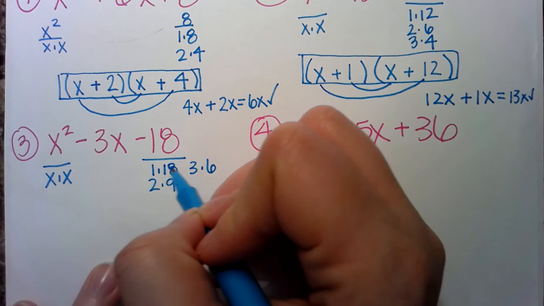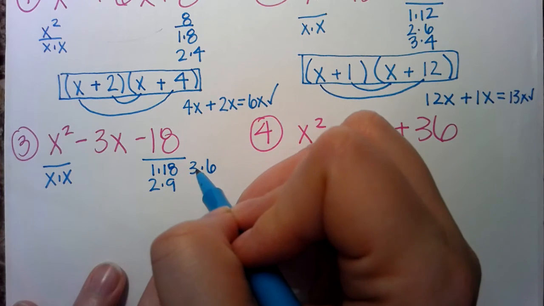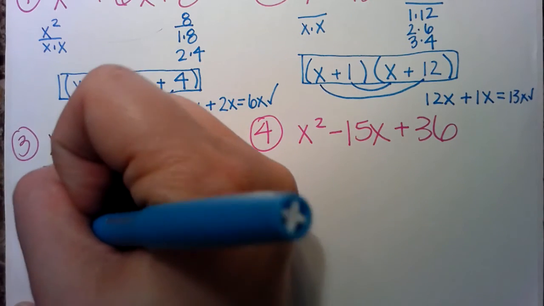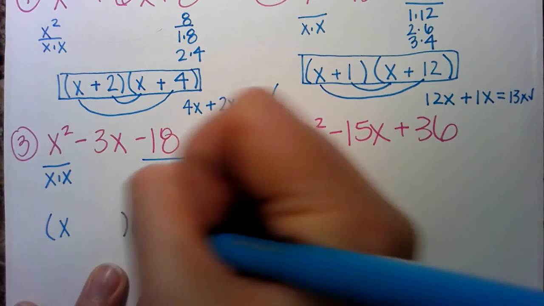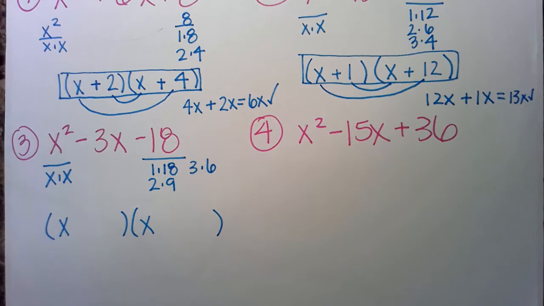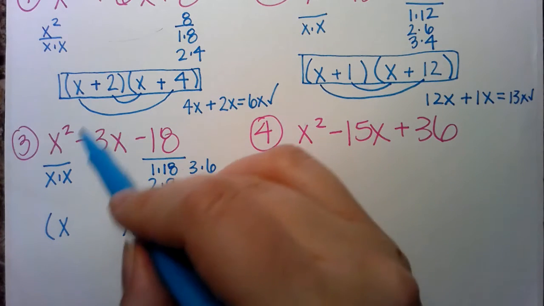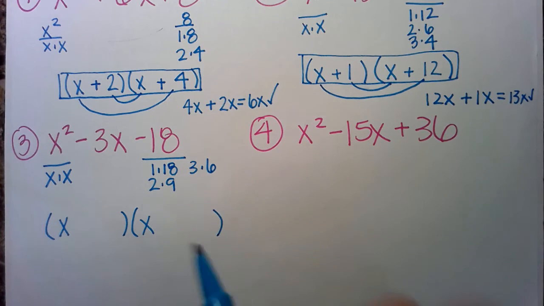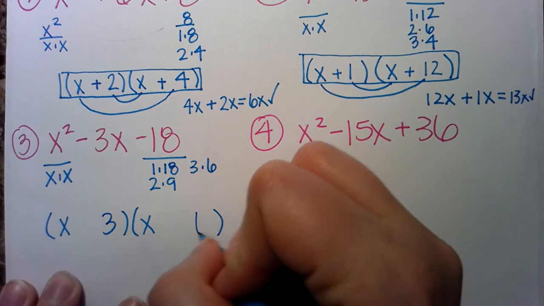So that means that one of these values has to be negative because a positive times a negative gives me a negative. I then have to find out how can I get it to add to a negative 3, which is in the middle. Now, the one that's probably going to get me the closest is 3 and 6. So I'm going to put 3 here and 6 here.